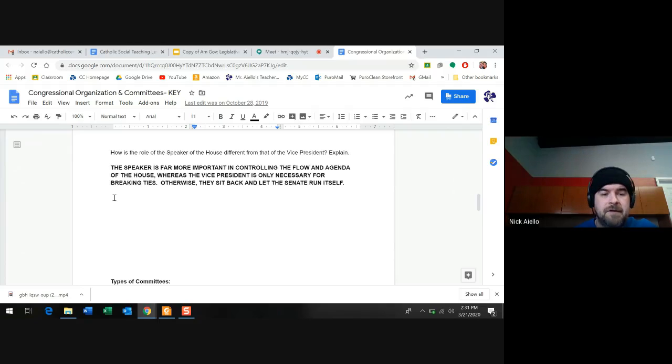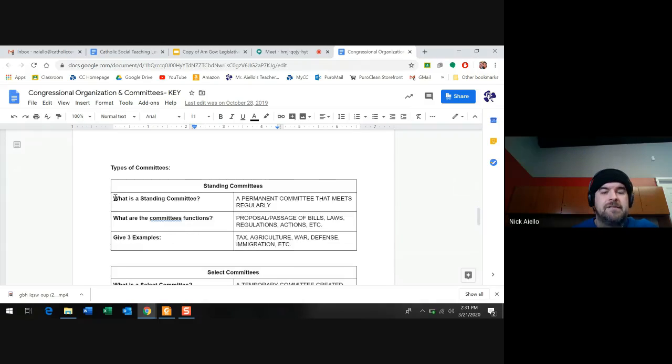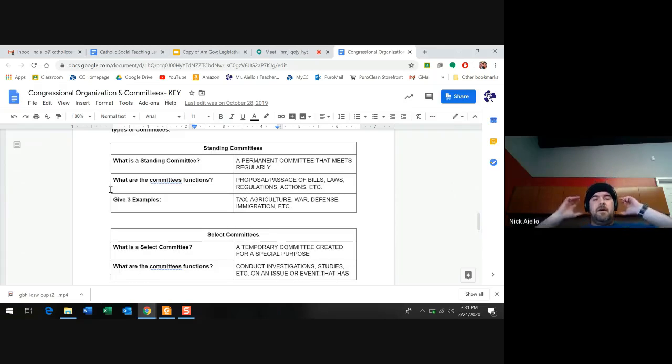Now, what I want to focus on next is our different types of committees. These are important to know for the test, knowing the difference between standing and select and joint versus conference. So make sure you're taking note here. A standing committee is a committee that is always there.